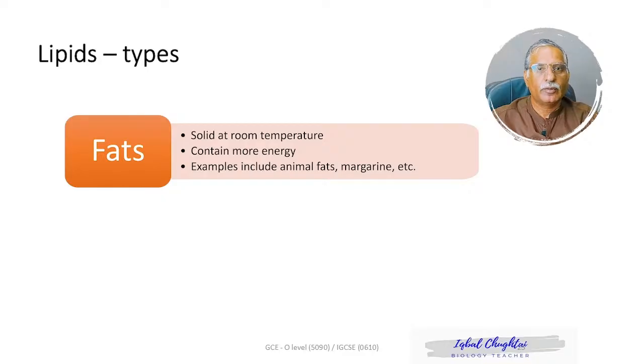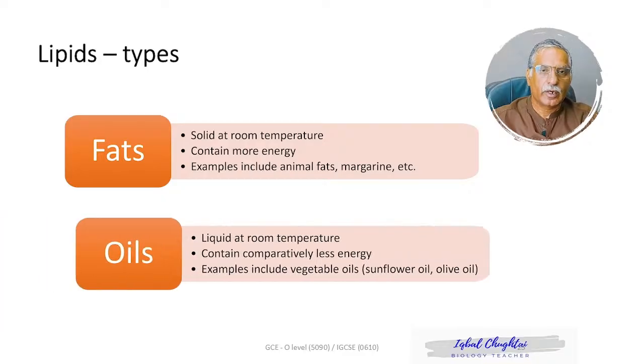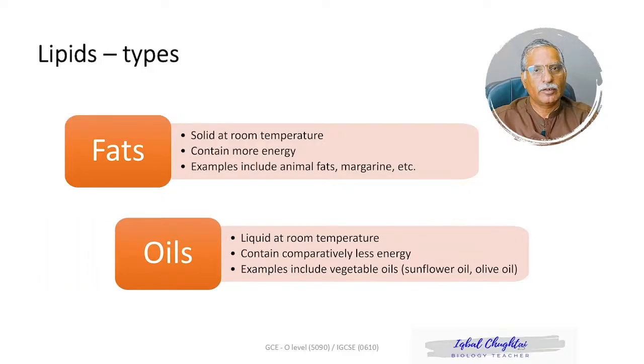The second type of lipid is oils, which are liquid at room temperature. They comparatively contain less energy, and these oils are mainly from vegetable sources, like canola oil, sunflower oil, corn oil, or even olive oil. These are all examples of unsaturated lipids that are known as oils. Oils can be converted into fats by the process of hydrogenation on an industrial scale.